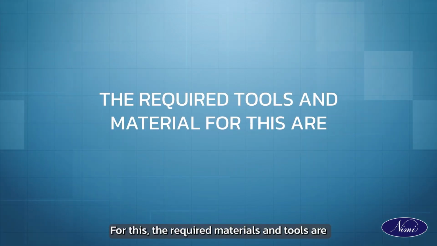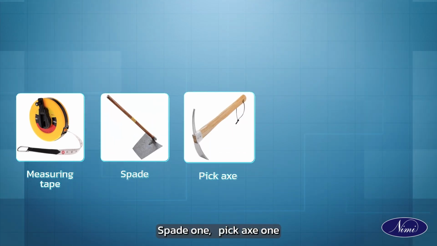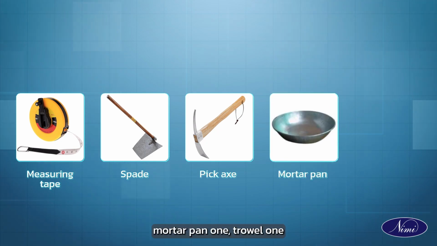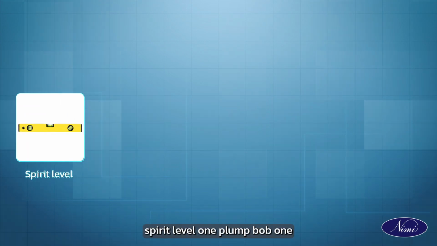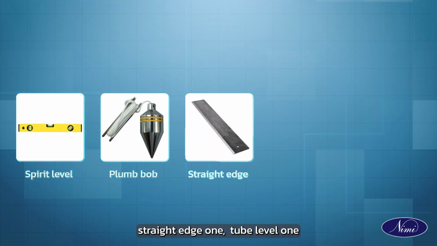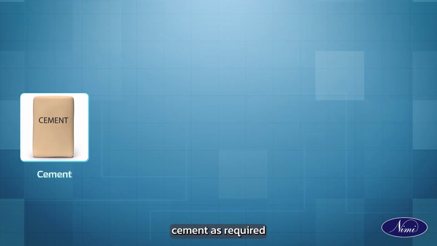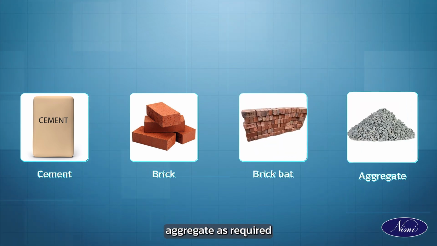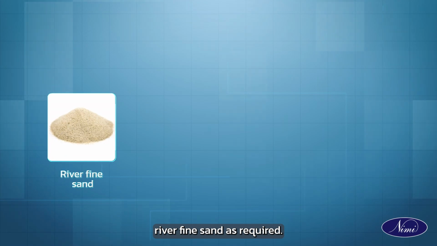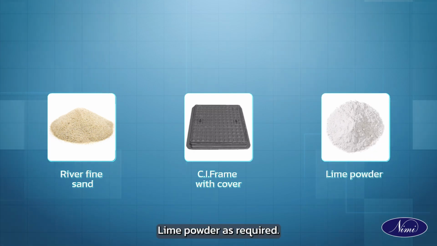a gully trap. For this, the required materials and tools are: measuring tape 1, spade 1, pickaxe 1, mortar pan 1, trowel 1, spirit level 1, plumb bob 1, straight edge 1, tube level 1, crowbar 1, cement as required, brick as required, brick bats as required, aggregate as required, river fine sand as required, CI frame with cover as required, lime powder as required.